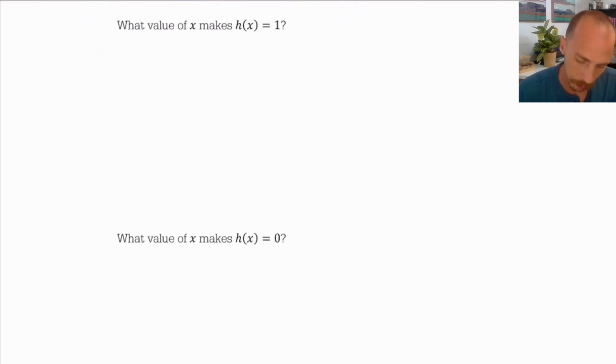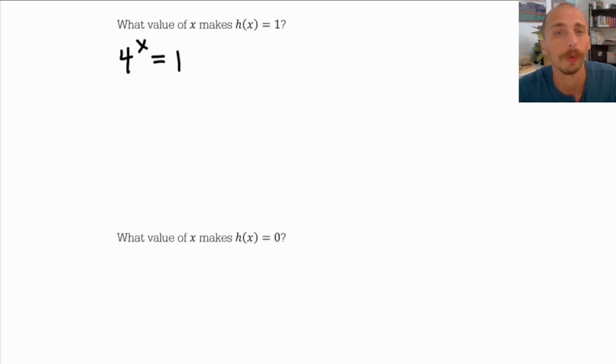As far as what value of x could make h of x equal to 1 or 0, well, h of x equals 1 would be 4 to the x equaling 1, and I think this is the type of equation we're best equipped to solve with our eyes rather than trying to do the same thing to both sides. If you remember logarithms from last year, good for you. If you don't, that's not a problem either. That's not one of our assumed prerequisite skills, and I will work with you on the logs in about 2 months. For 4 to the x equals 1, we're just thinking, what x would I put in there? Anything to the 0 power is 1, so that's going to be x equals 0.